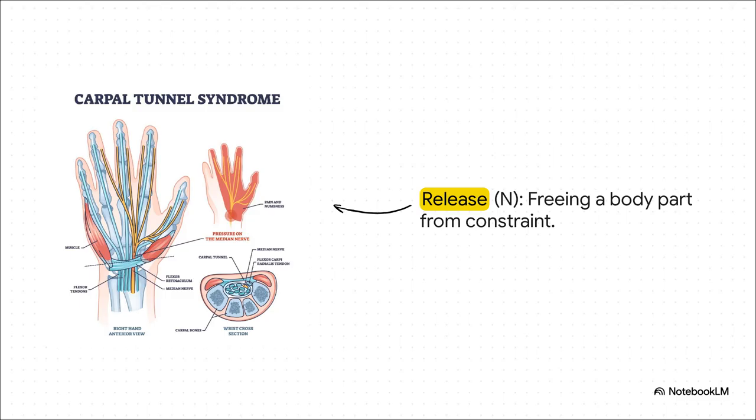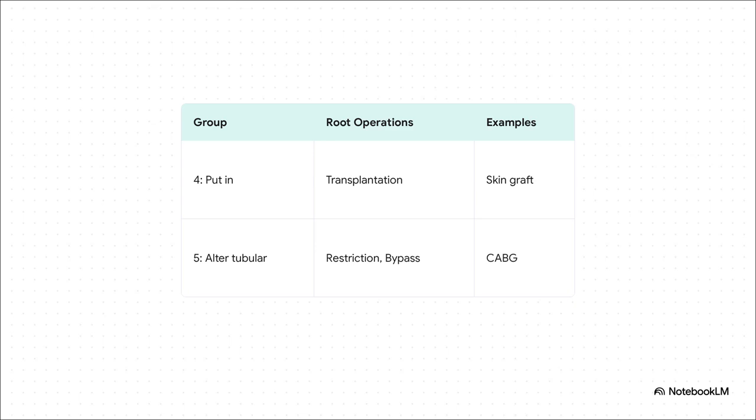Okay, keeping a brisk pace here, let's efficiently cover Groups 4 and 5. Group 4 involves putting in, putting back, or moving a body part. This includes transplantation, reattachment, like putting a severed finger back on, transfer, and reposition, such as manipulating a dislocated shoulder back into its proper place. Then we have Group 5, which alters the diameter or route of tubular body parts. This is where you're going to find restriction, occlusion, dilation for things like angioplasties, and bypass, which reroutes flow, like you'd see in a CABG procedure.